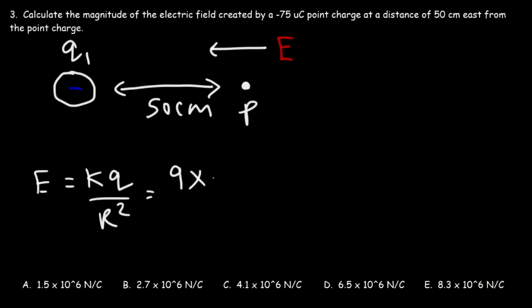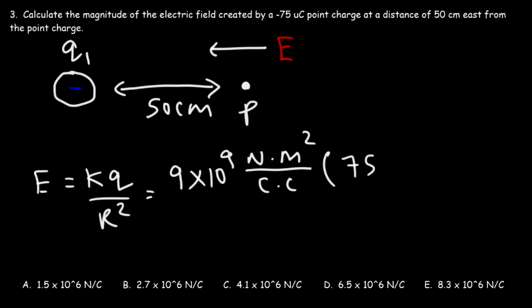K is 9 times 10 to the 9 newtons times square meters divided by Coulomb squared, which I'm going to write as coulombs times coulombs. Q is 75 microcoulombs. Now, because the electric field is a vector and we already know its direction, I'm not going to use negative 75. I'm going to make it positive.